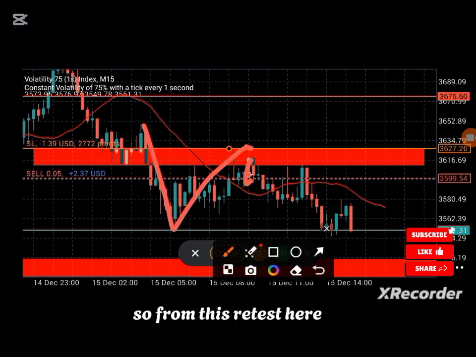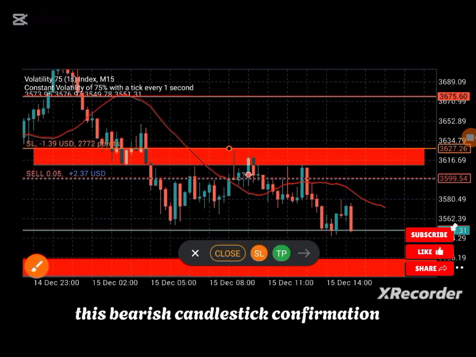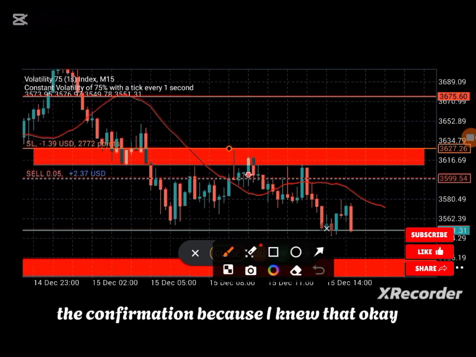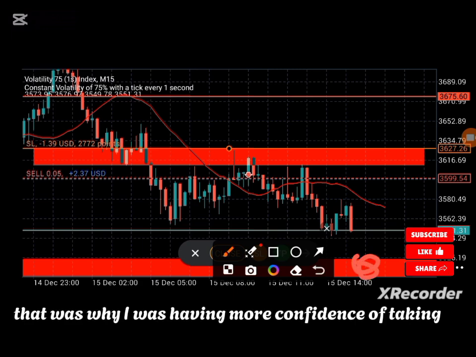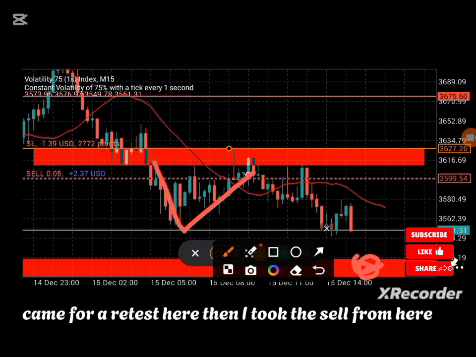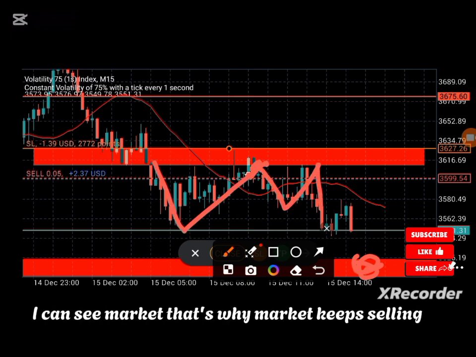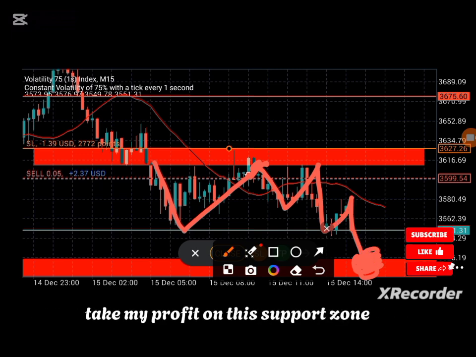From this retest here, it gave me a bearish candlestick confirmation. Actually, I took the trade before even the confirmation, because I knew the market would definitely come back to this support zone. That was why I had more confidence taking the sell. So the market broke out, came for a retest here, then I took the sell from here. That's why the market keeps selling. So I should be expecting to take my profit on this support zone.